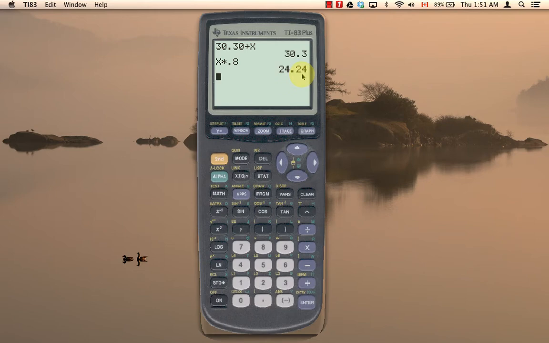Notice that's the same result that we got on paper. So we can take that X and multiply by 0.7 now. And we can take that X and multiply by 0.6. And so on. We can do repeated calculations of 30.30 times whatever without having to always punch in 30.30. All we have to punch in is X, because X is taking the place of the 30.30. And that's algebra.